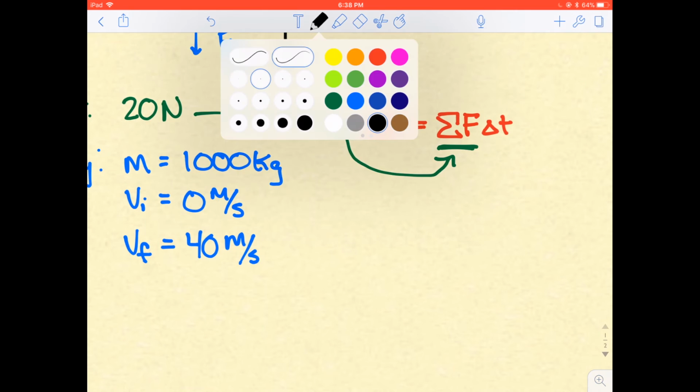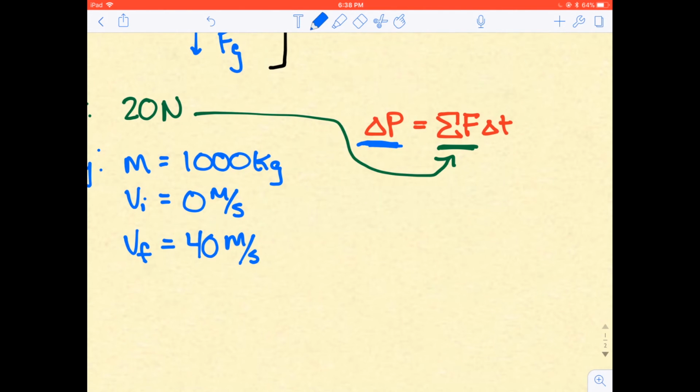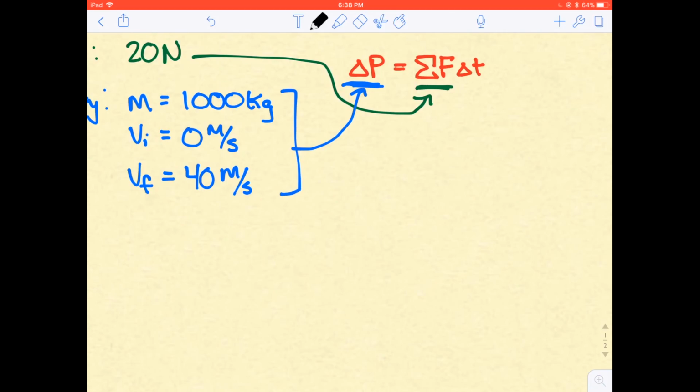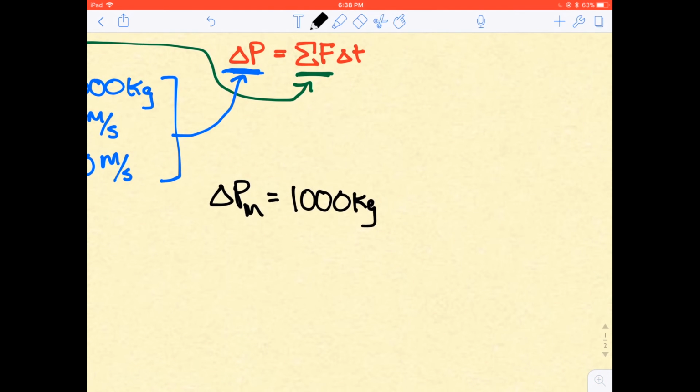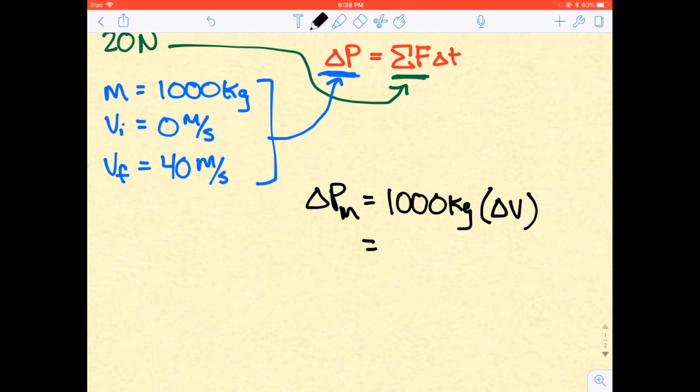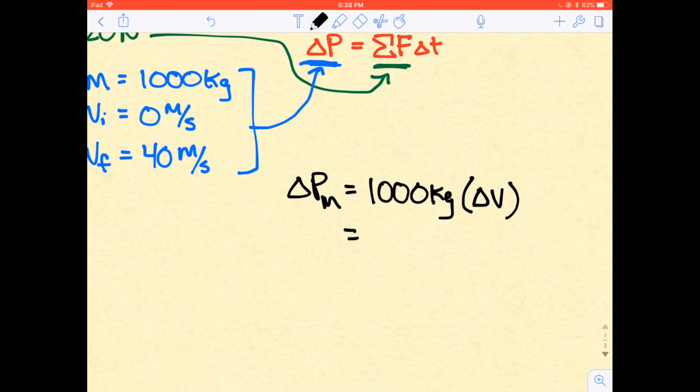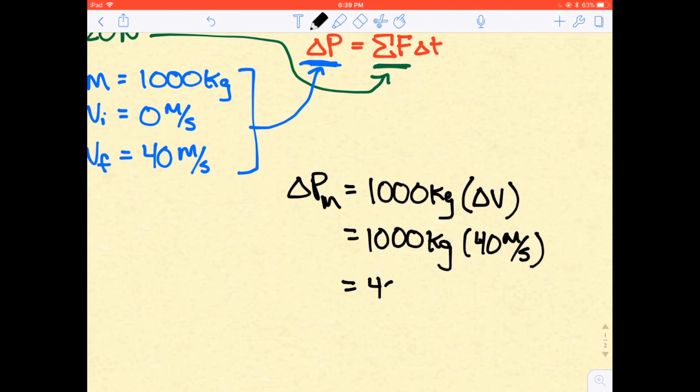Now, you only have a delta p that you need to look for, which you can obtain using the information given from Marty. So the delta p of Marty is equal to his mass, which is 1,000 kilograms, times his change in velocity. This is basically final minus initial, but since the initial is just 0, the only thing that's relevant is the 40 meters per second. This will eventually give you 40,000 kilograms meters per second.